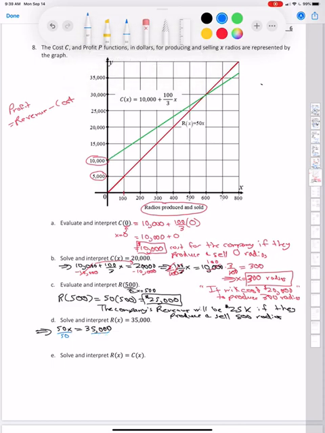And as we simplify down, we have X, which is what we were looking for. X is the number of radios that needs to be produced and sold to get this $35,000 revenue. Well, 35,000 divided by 50 is 700. 50 times 700 gives us 35,000. And again, this represents radios produced and sold. So interpreting, 700 radios produced and sold, revenue is $35,000.